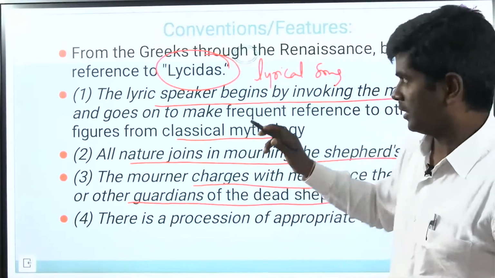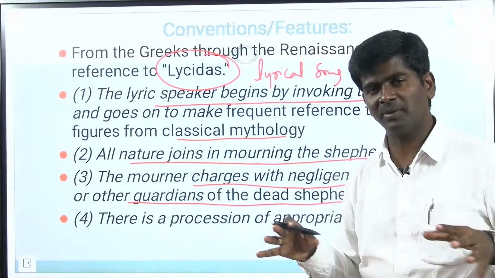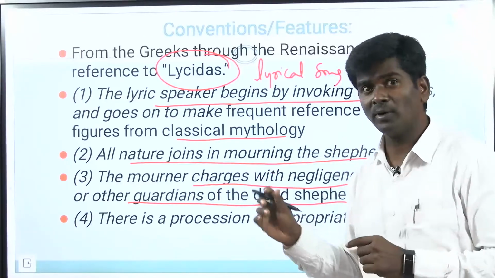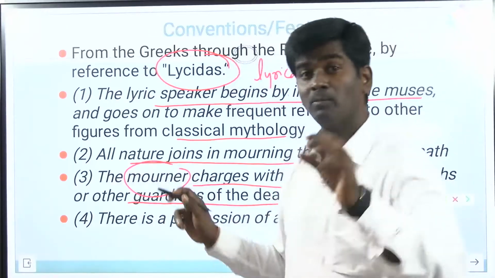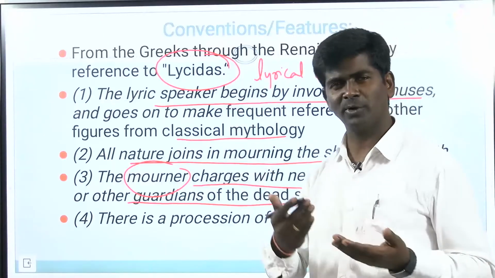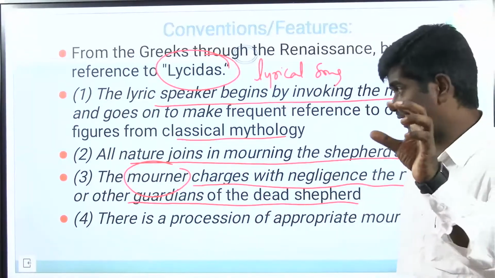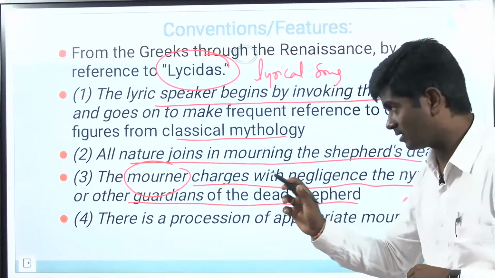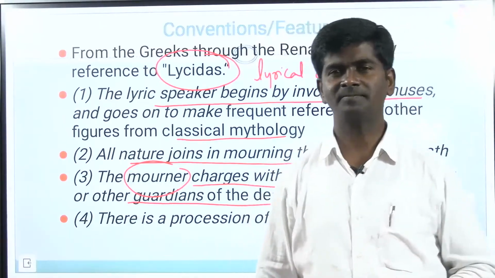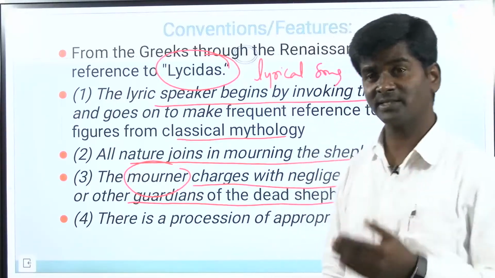So first thing, the lyric speaker invokes the muses. Second one, all the nature, all the neighbors, all the people come forward and they also become the part of the mourning. And the third one, the mourner refers to, most of the times it is going to be the poet who is crying in the poem. It's a lyric, it refers to the poet who writes the poem. So the mourner refers to the poet. The poet charges with the negligence of the nymphs or other guardians of the dead shepherd. He talks about, because of your mistake the person is dead, because of your negligence the person is dead. They go on making a number of comments against the person.